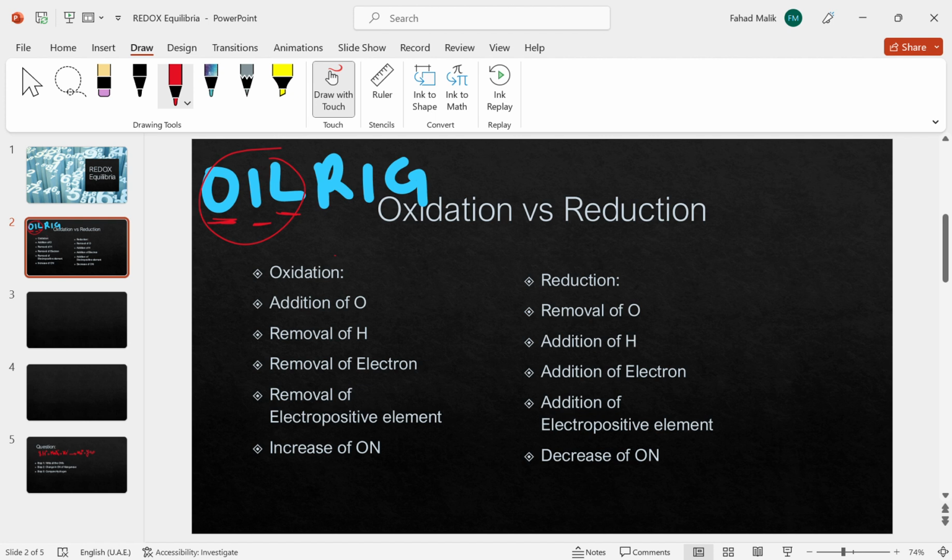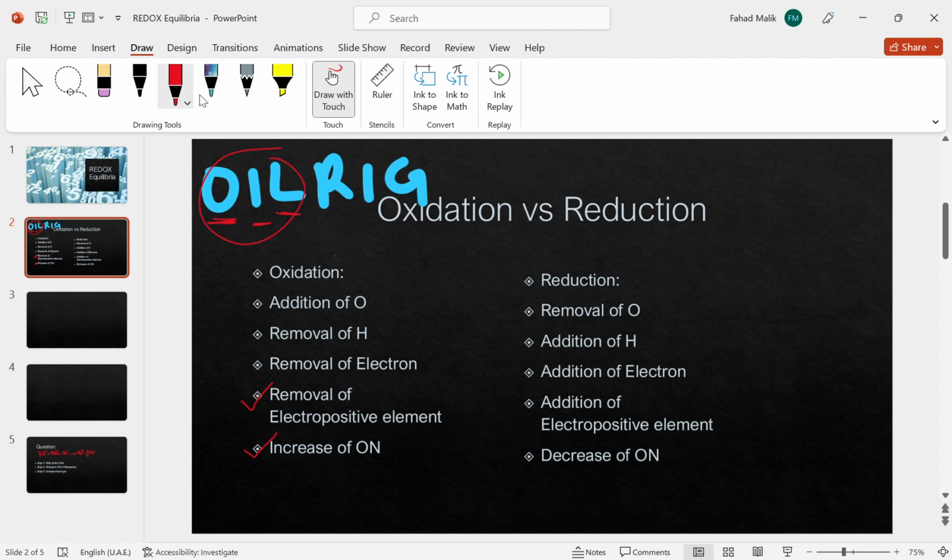Since you're adding oxygen, it means there's an addition of electronegative element. So the opposite is going to be removal of electropositive element. Oxygen is an electronegative element, so you'll be removing electropositive element. And oxidation, again, as is evident from the name itself, means you're increasing the oxidation number.